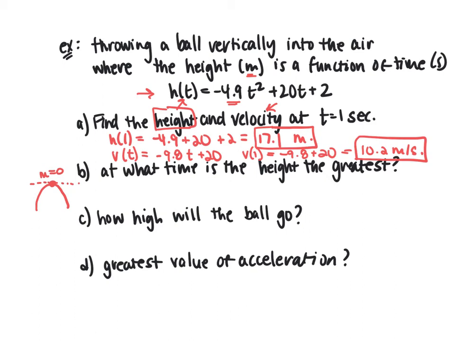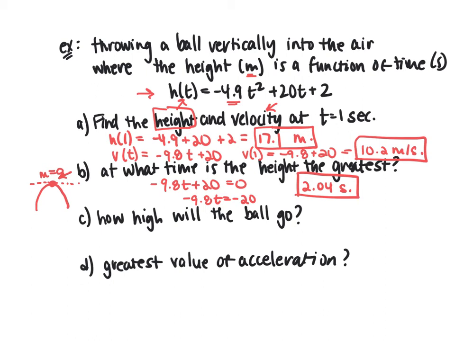So we already took the derivative right here. We said it was negative 9.8t plus 20. If I now set that equal to 0, I get negative 9.8t is equal to negative 20. When I divide both sides by negative 9.8, I'm going to get 2.04 seconds. At 2.04 seconds, I'm at my maximum right here. That is the time in which the height is the greatest.